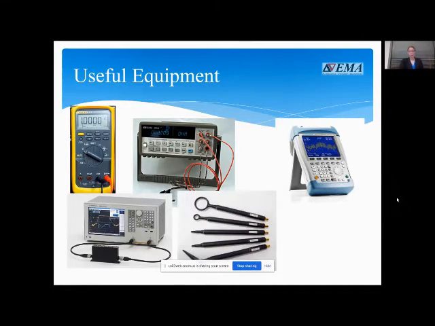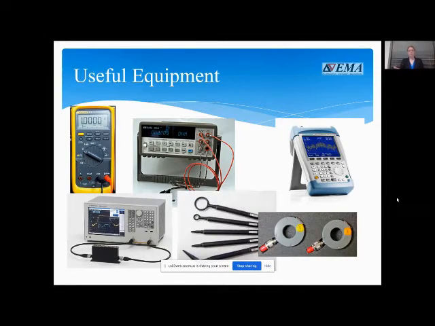A set of near field probes can come in handy, especially if you're looking at problems at the printed circuit board level. Everybody's favorite clamp-on current probes are good for finding out what's going on in your harnesses, especially those common mode currents that Candace and John were talking about that can cause no end of problems.